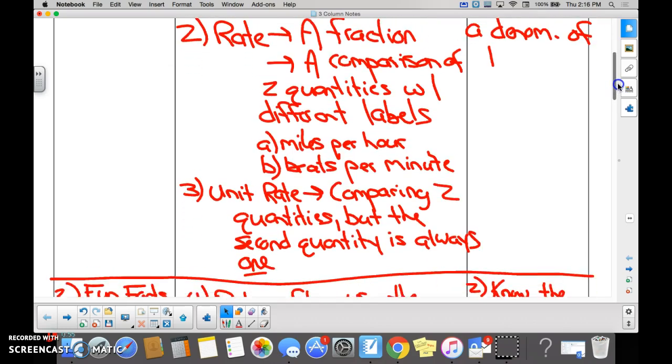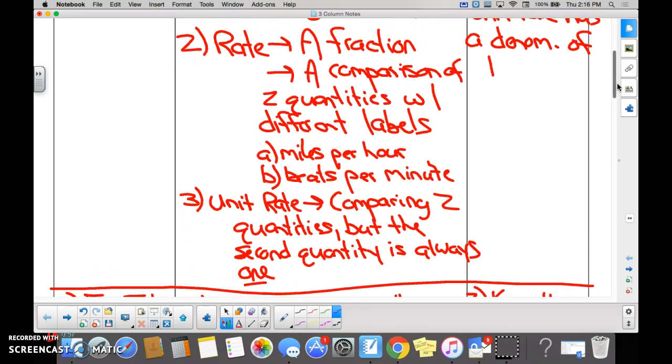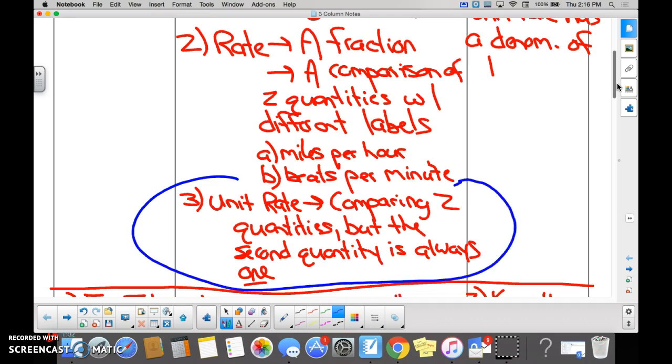And then the biggie, taking it one step further, is a unit rate. What is the unit rate? How is a unit rate different from a ratio or a rate, Nick? Because the second quantity has to be 1. So the denominator has to be 1, right? The second quantity has to be 1.